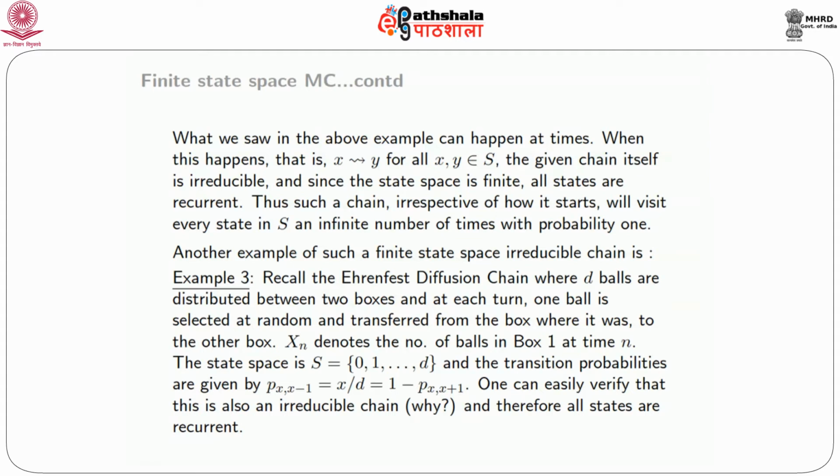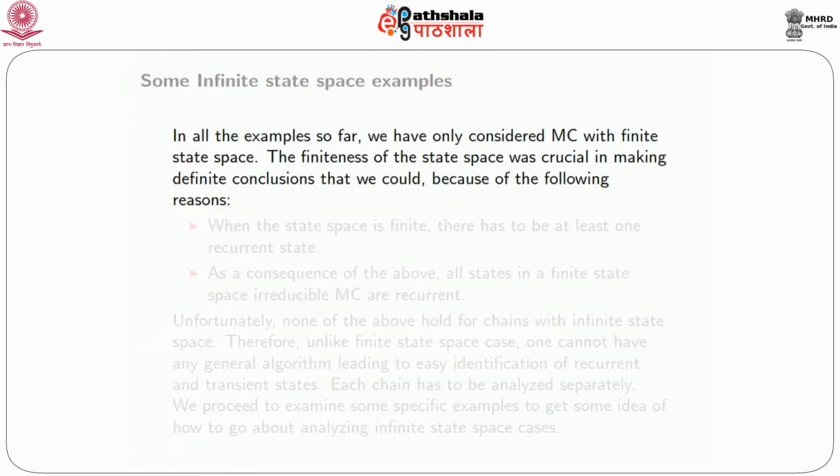And this way you can show that every state x leads to every state y which is strictly less than x. So x leads to y for every y greater than x, and x leads to y for every y less than x. Now showing that x leads to x is just x leads to x plus 1 and x plus 1 leads to x. So one can easily verify that this is also an irreducible chain, and therefore all states are recurrent. Now in all the examples so far, we have only considered Markov chains with finite state space.